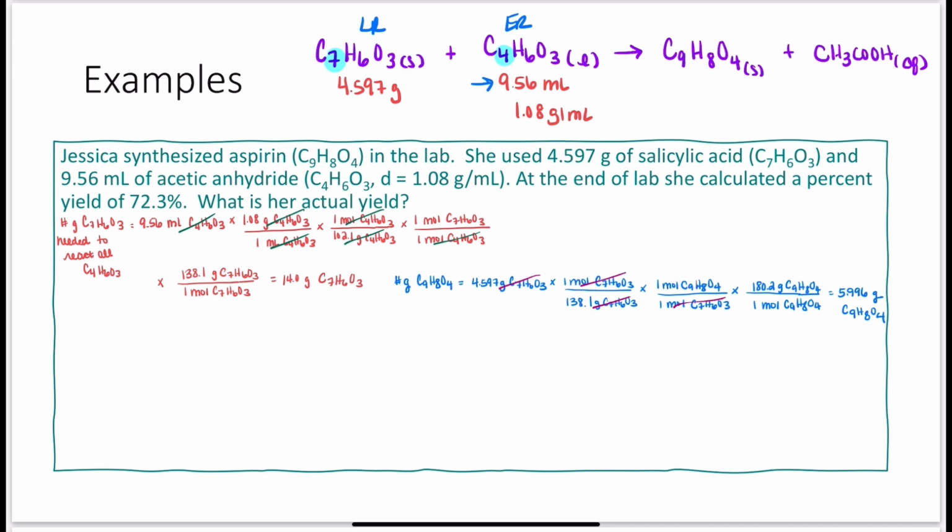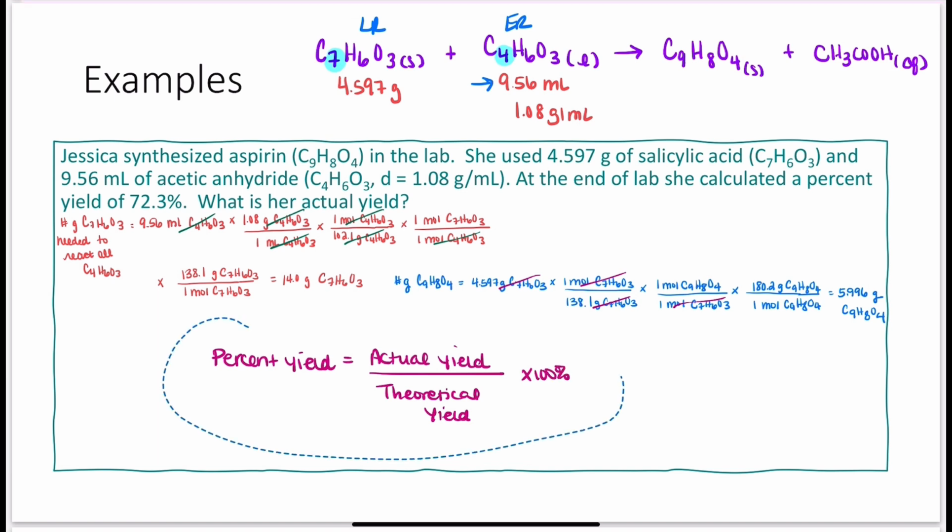That didn't totally answer the question, though. The question is saying, at the end of the lab, she calculated percent yield of 72.3%. What is her actual yield? So percent yield equals actual yield divided by your theoretical yield times 100%.